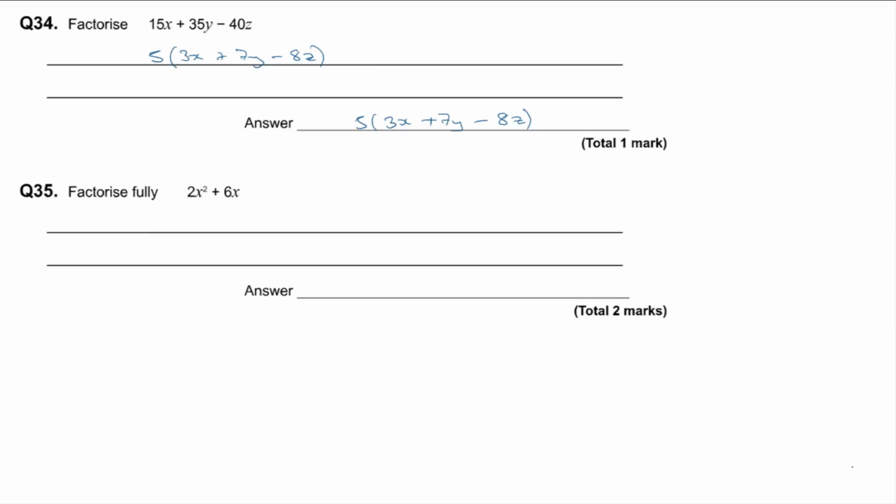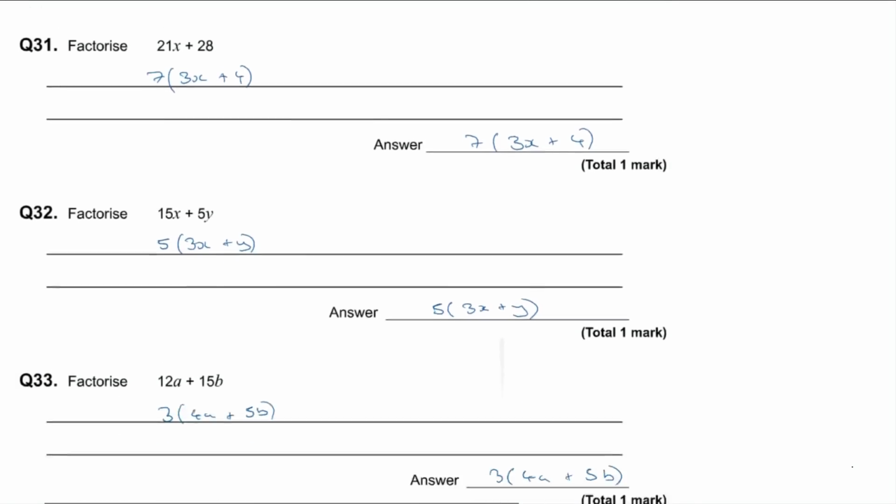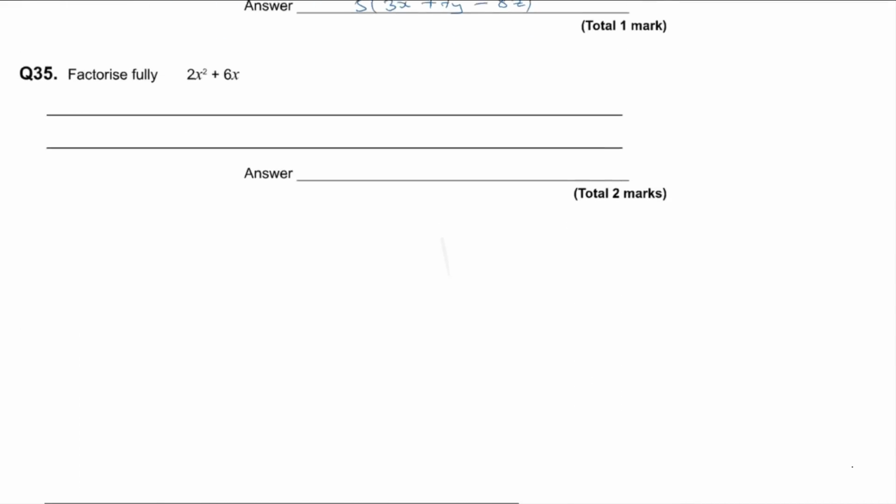Question 35, factorise fully. Now note the change of wording all the way through. This was factorise, factorise, factorise, factorise, and now suddenly we've got factorise fully. This is a dead giveaway that there is more than one factor. If you see factorise fully, 999 times out of 1,000 it indicates that there are two factors that you need to pull out.